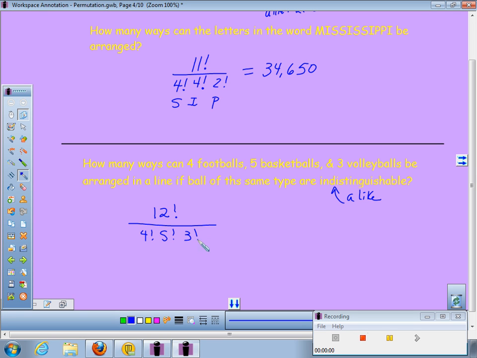So each type of ball looks exactly the same. Maybe they're brand new balls from the same company. There's nothing on them to make them different. Maybe this is a display in a sporting goods store. Who knows?